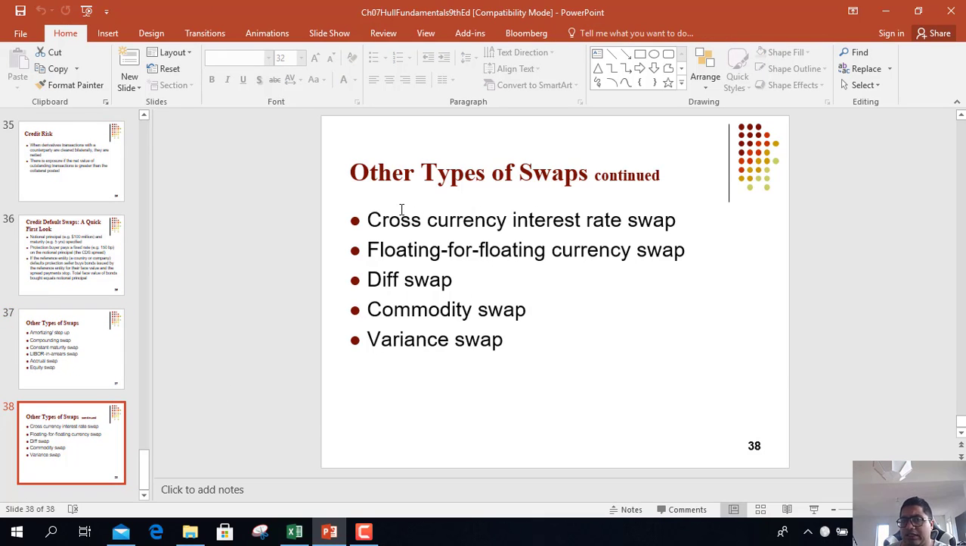Okay. Other types: cross currency interest rate swap, floating for floating currency swaps, different swaps, commodity swaps, variance swaps. So these are all complex topics. You need to know that there are many different types of swaps. Financial engineering has increased the variations and types of swaps that are there, but variance swaps is extremely detailed, so it's not there, but you need to know that there are different types of swap.